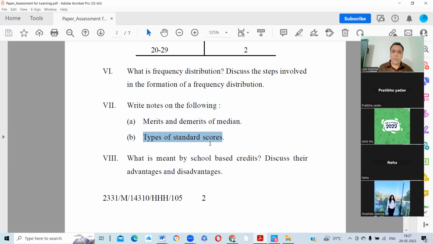Then types of standard score. I will discuss with you what a standard score is, what the meaning of a standard score is, what the types of standard score are, and how standard scores are required. Okay, we will do that.